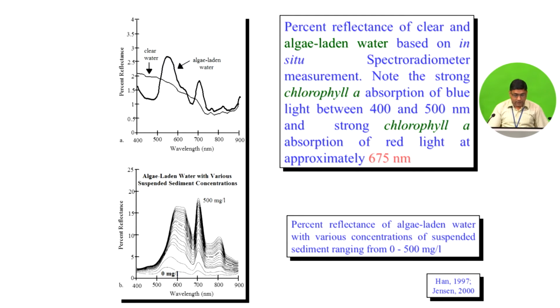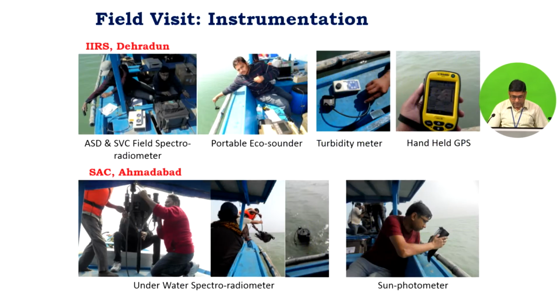Here the spectra of turbid water with presence of algae is shown. You can see the strong chlorophyll absorption in the blue region, the blue light absorption in this region, and the red light absorption at 675 nanometer. Using the similar approach, IRS has also conducted a field campaign to collect the field spectra of Chilka Lake water.